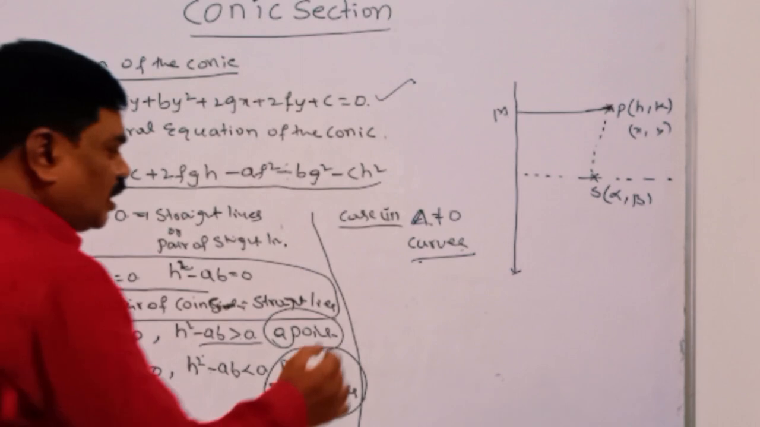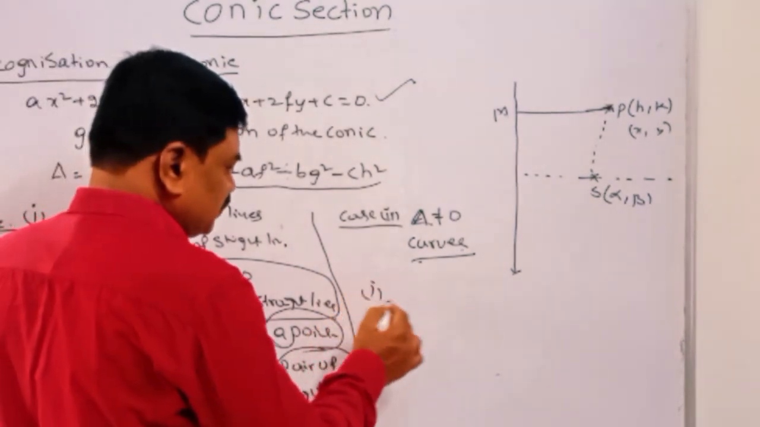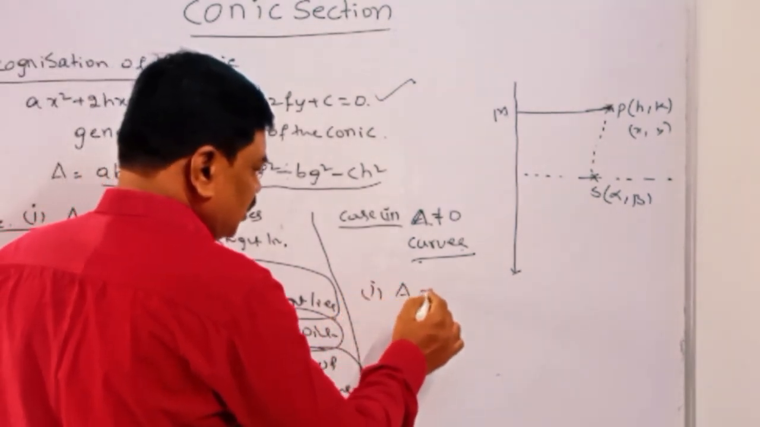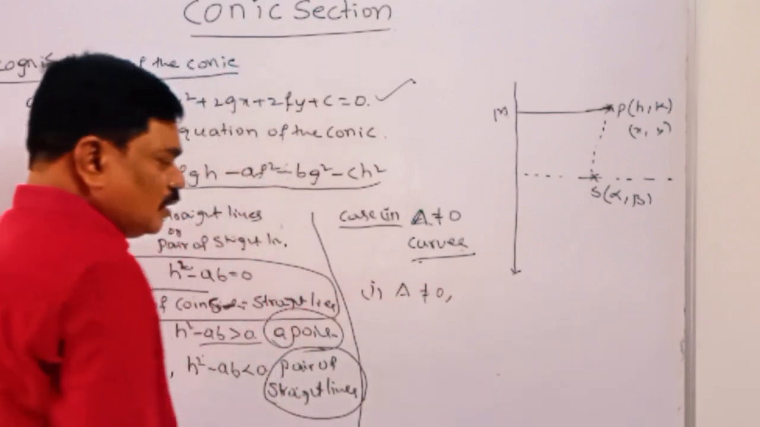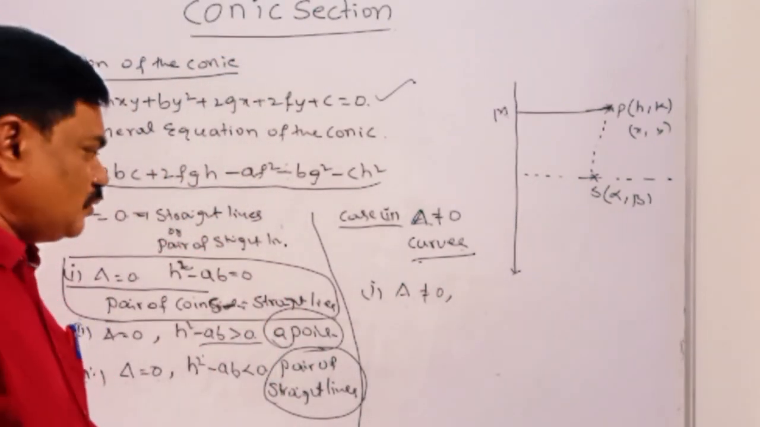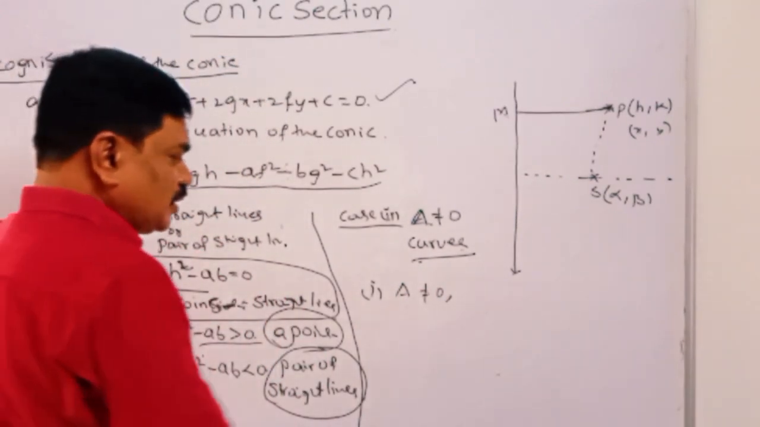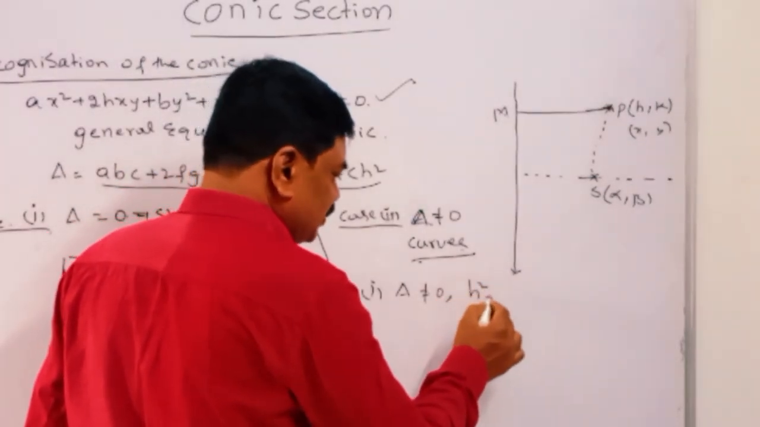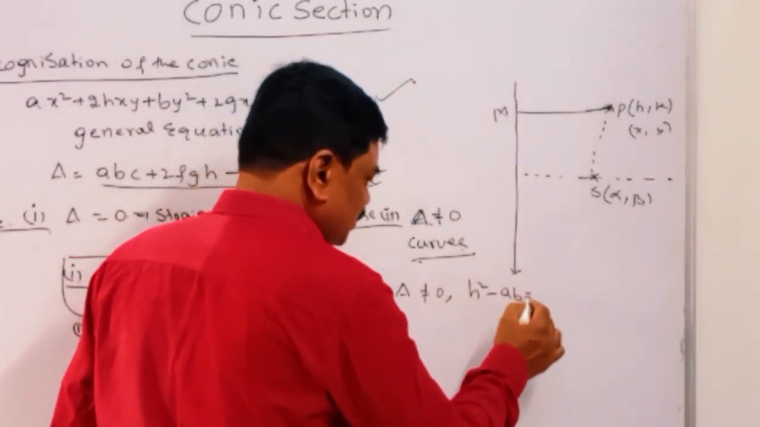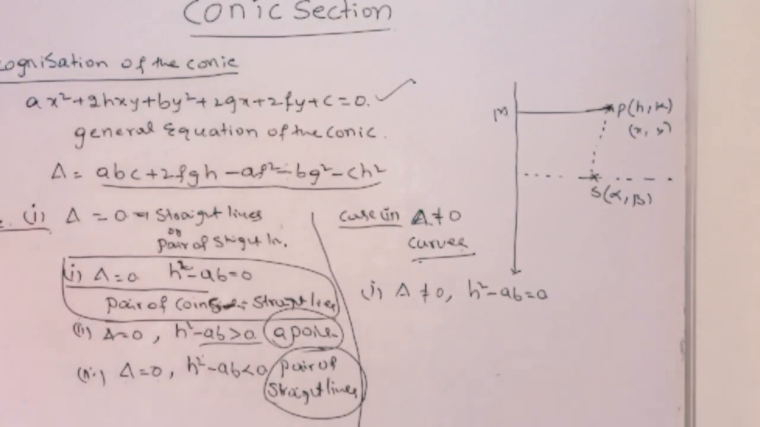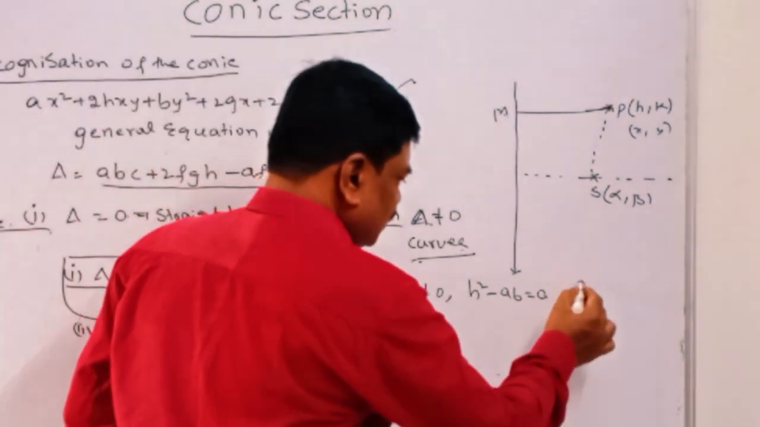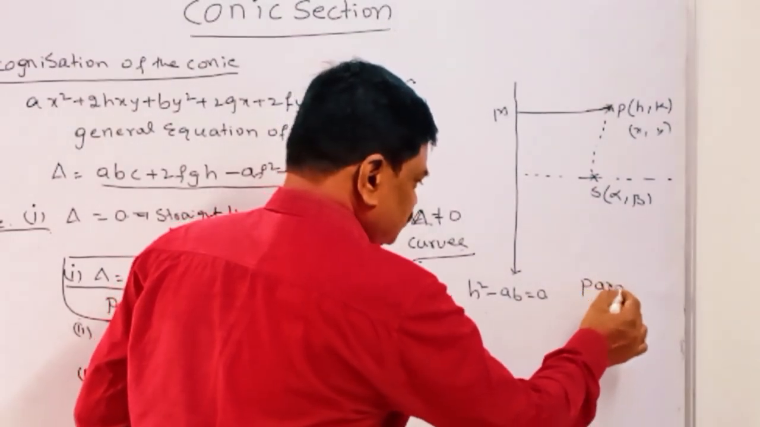Next, delta not equal to 0. In this one, delta not equal to 0 and h square minus ab is equal to 0, then it is a parabola.